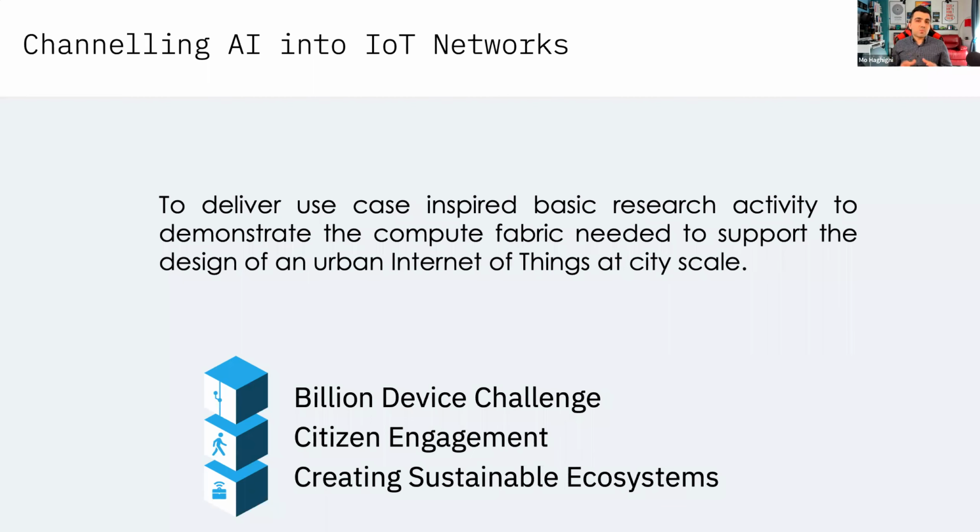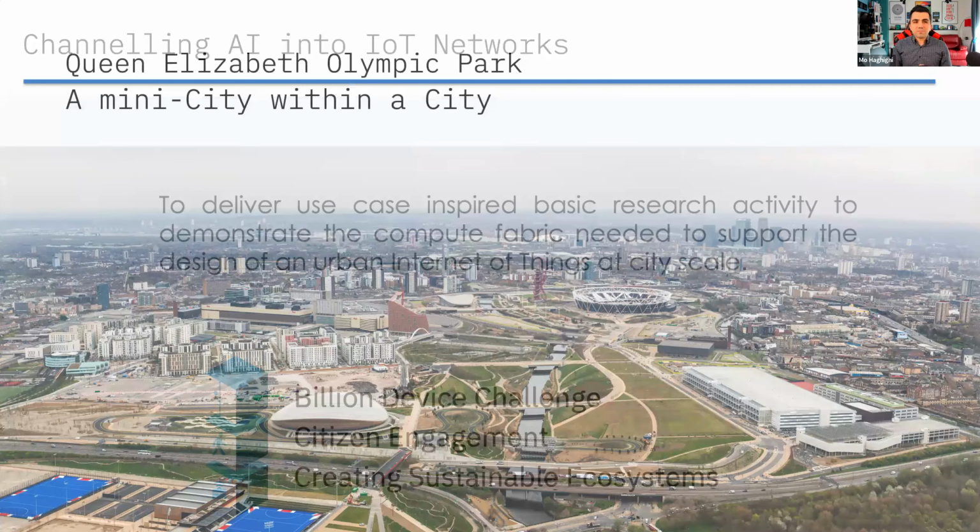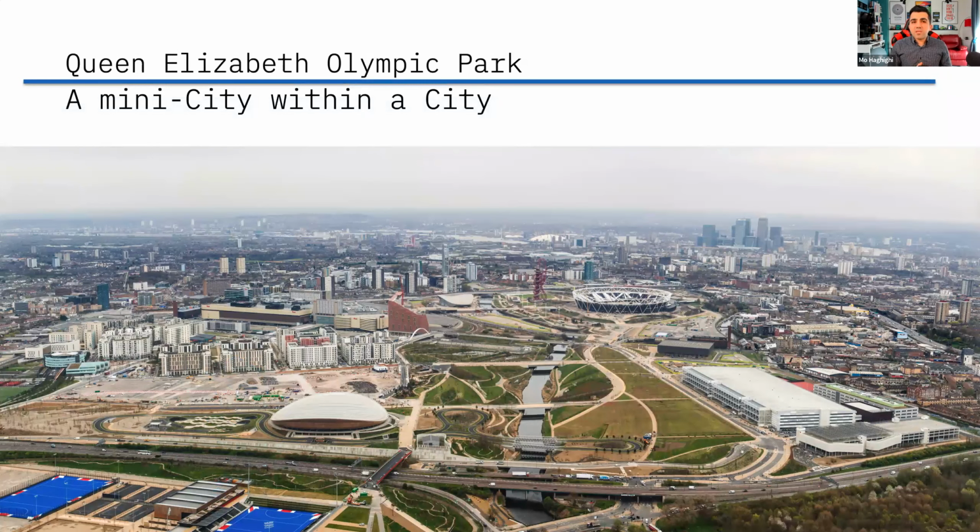And one of the most important aspects was this topic that we refer to as the billion device challenge. And obviously later we focused on citizen engagement and creating a sustainable ecosystem. But for the purpose of this talk, I'm just going to focus on that billion device challenge and what it offered. We chose Queen Elizabeth Olympic Park in London, which was used as the venue for the Olympic Games back in 2012. And it is like a mini city within a city. And the reason for that is because we've got the stadiums, we've got sport venues, residential areas. We've got a river going through this park.